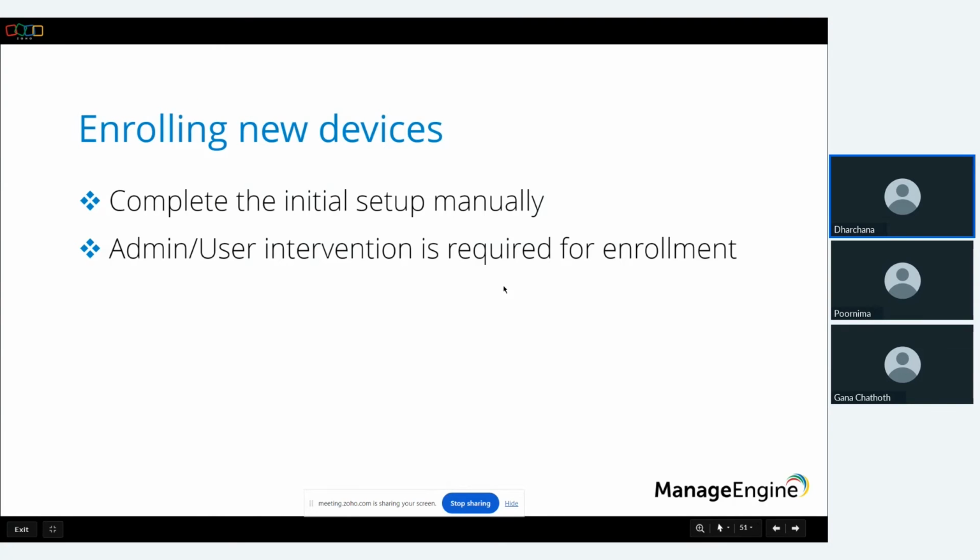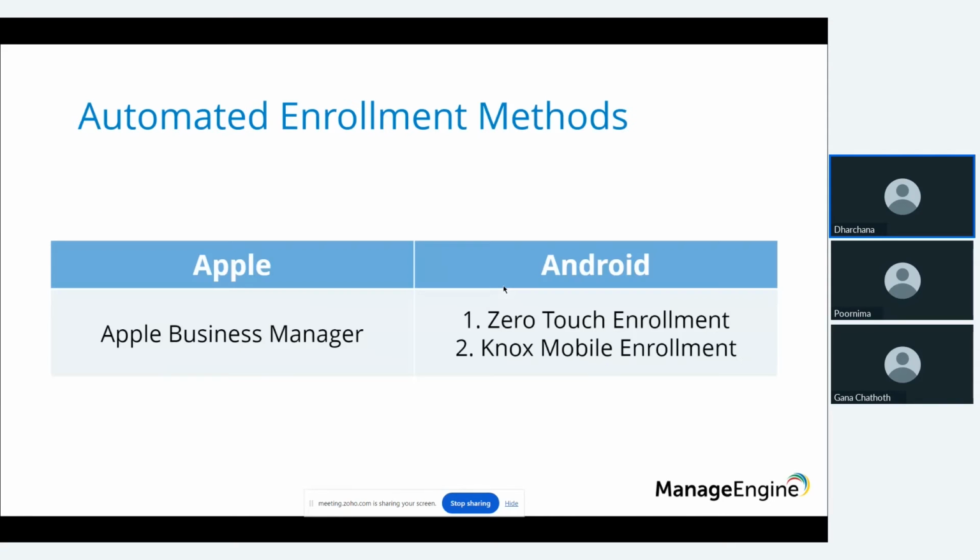Now we will look at how you can enroll new devices into MDM using automated enrollment. These are the main conditions. First, you need to complete the initial setup. That is, you have to integrate MDM with a few portals like Apple Business Manager and Zero Touch. Also, there will be little admin or user intervention required. These are a few of the automated enrollment methods that we support in our MDM. We have a lot more, but due to time constraints, we'll be going through Apple Business Manager, ABM, for Apple devices and Zero Touch enrollment for Android devices.